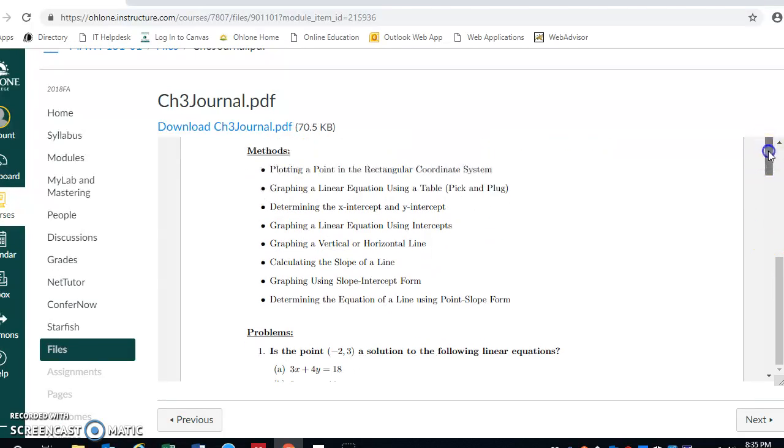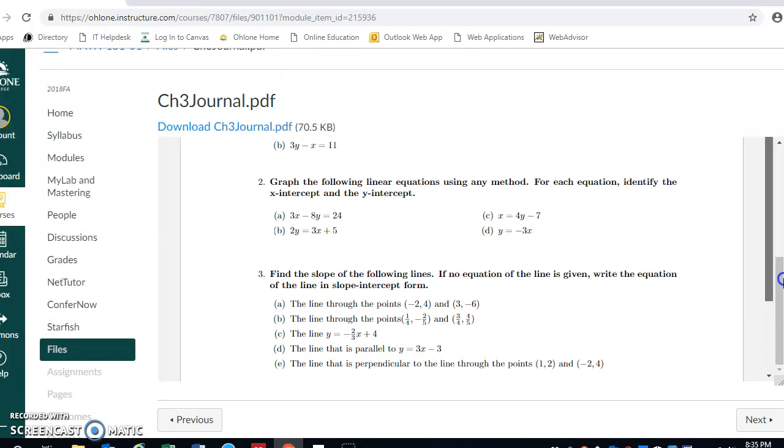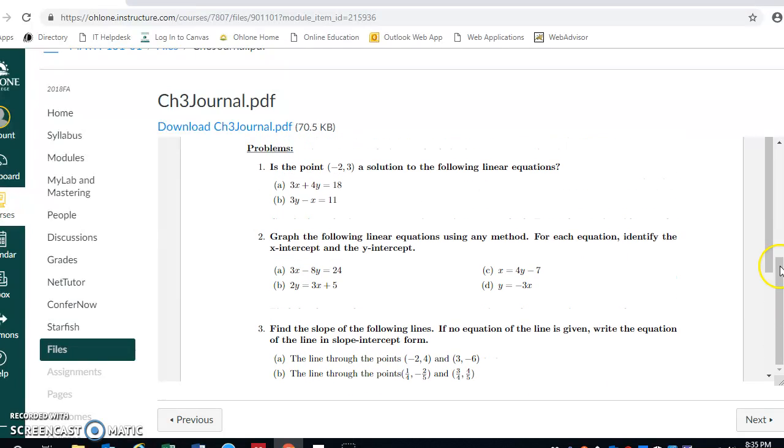And then you're going to see problems at the bottom for you to do. And there aren't too many. This is what, 10, 11 problems for you to work on. Okay, start your journal early. You don't want to be cramming until midnight trying to get your journal done. Once you have it done, scan it and upload it into the submission area the same way that you've been doing with your group work.